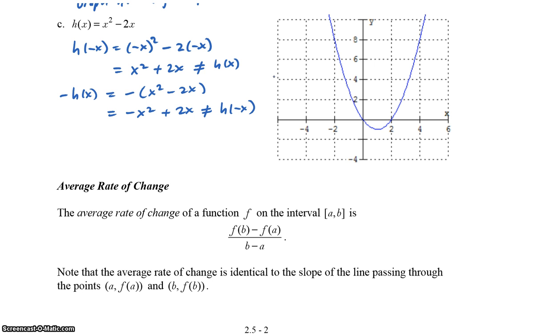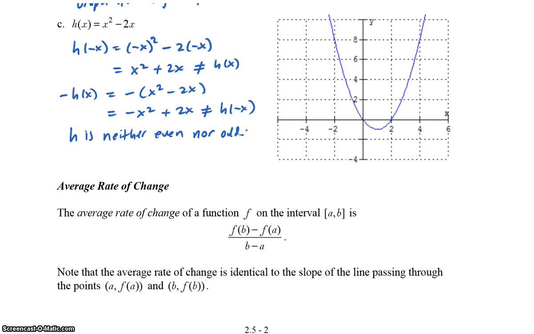So h of minus x does not equal h of x, nor does it equal minus h of x. Because neither of the definitions are satisfied, this function is classified as neither. H is neither even nor odd. So many functions are neither even nor odd. There are many functions that are even or odd, but many others that are not.